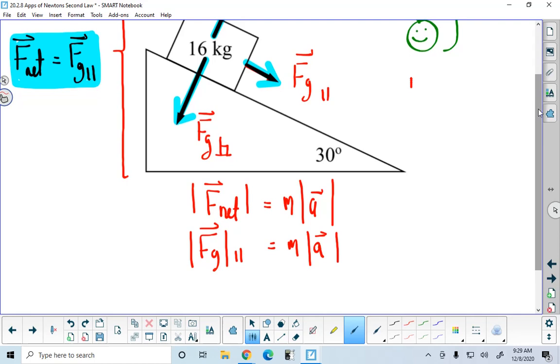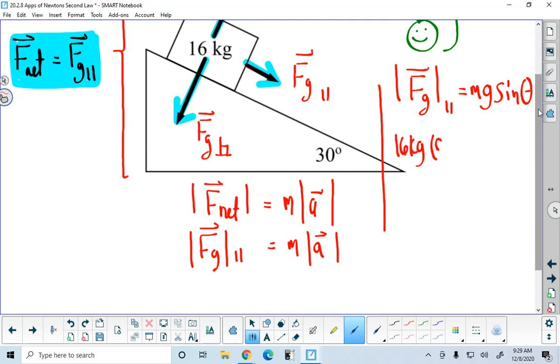Now we can calculate Fg parallel on the side here. It's mg sine theta. So if we take the mass, which is 16 kilograms, times 9.81 meters per second squared, times sine of 30 degrees, we're going to get the parallel component of gravity. And let's see what we get.